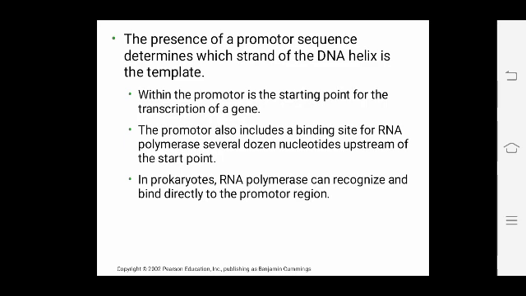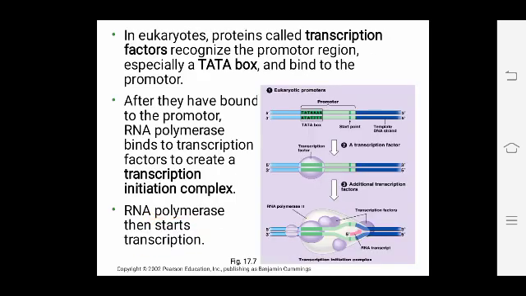Continuing, the presence of a promoter sequence determines which strand of the DNA helix is the template. Within the promoter is the starting point for the transcription of a gene. The promoter also includes a binding site for RNA polymerase several dozen nucleotides upstream of the start point. In prokaryotes, RNA polymerase can recognize and bind directly to the promoter region, while in eukaryotes, proteins called transcription factors recognize the promoter region, especially a TATA box, and bind to the promoter.